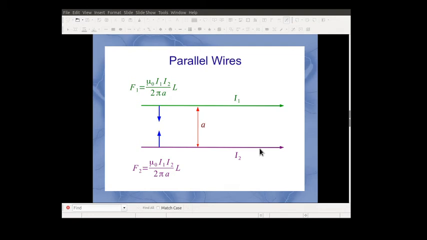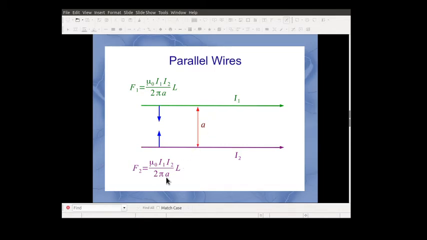So in this video, we're going to be taking a look at how we can understand these parallel wires. And again, one of my earlier videos introduced the equation and how we got this equation. But right now I want to focus a little bit on this A. And this A is the distance between the two wires.